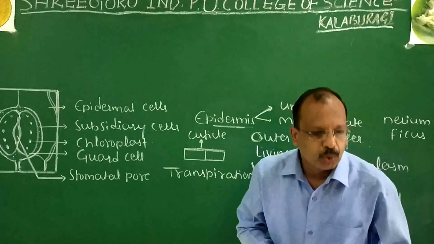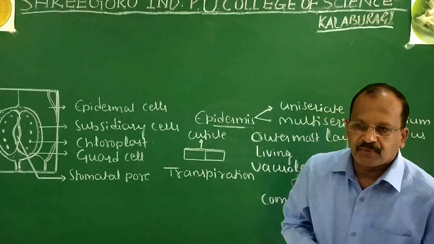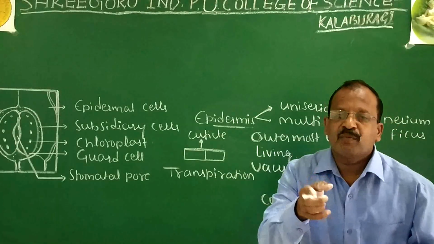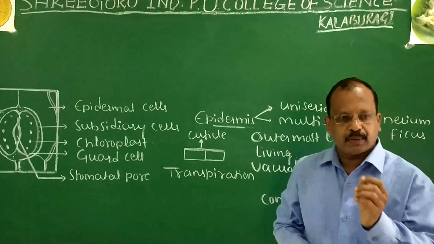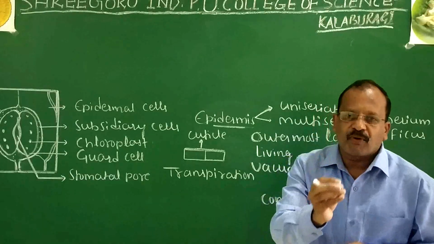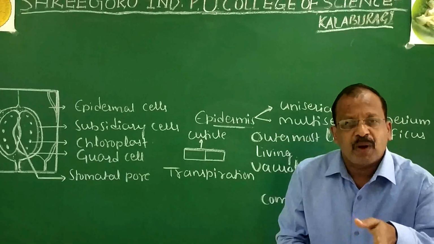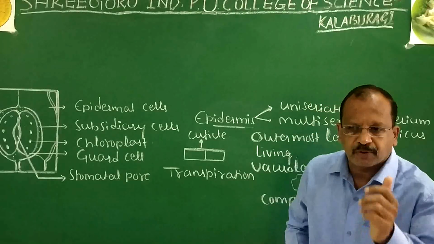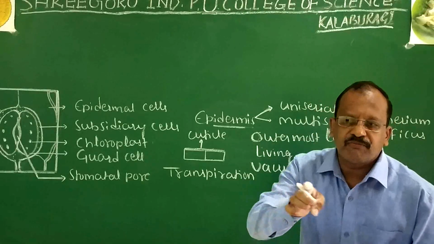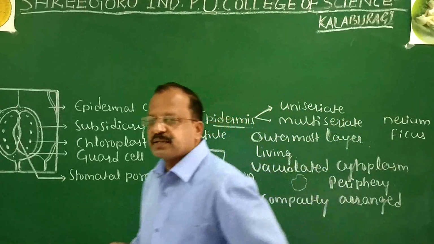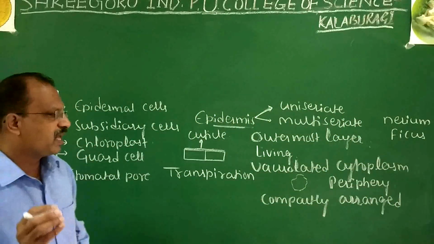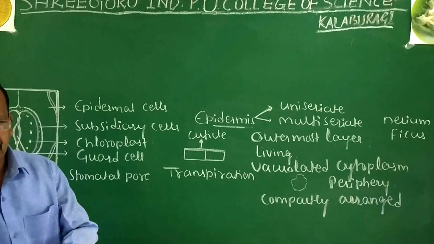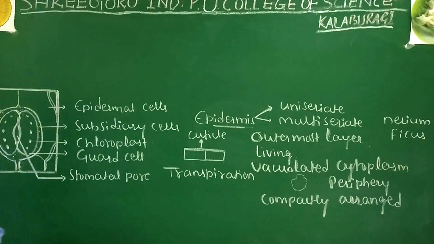Back in your lower classes, I came across this word transpiration. Loss of water in the form of water vapor through the aerial parts of the plant body is called transpiration. Next matter is related to stomata.